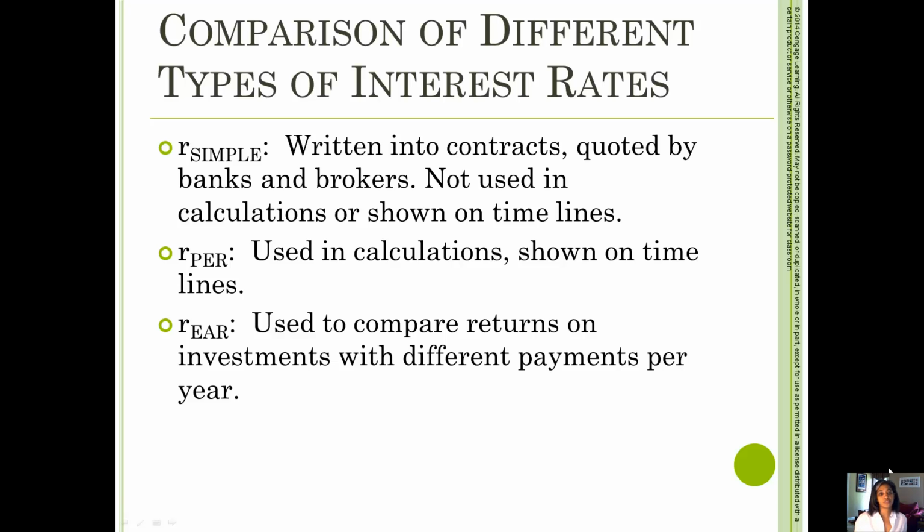So we started introducing different interest rates, so now let's compare them. We talked about this simple rate being the quoted interest rate, and so that's the one that's going to be written into contracts and quoted by banks and brokers. The periodic rate, R-PER, that's what we're going to use in calculations and show on the timeline. And then the EAR is used when we're comparing returns, especially when investments have different payment frequencies.